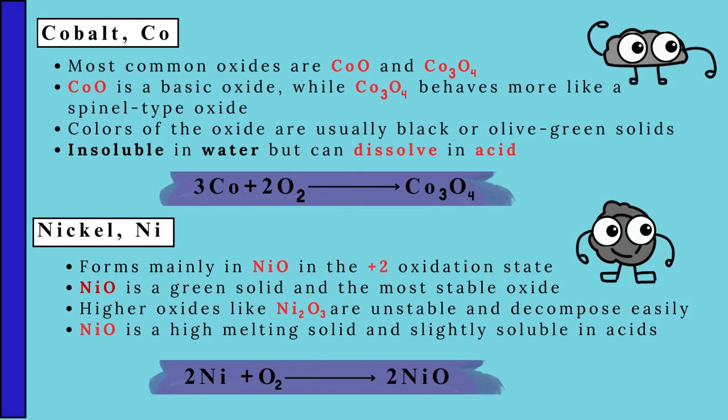Cobalt commonly forms cobalt(II) oxide and cobalt(III) oxide. Cobalt(II) oxide behaves as a basic oxide, while cobalt(III) oxide shows spinel type behavior. These oxides are usually dark in color and insoluble in water. Nickel mainly forms nickel oxide in the +2 oxidation state. Nickel oxide is a green, high melting solid and is the most stable oxide of nickel.